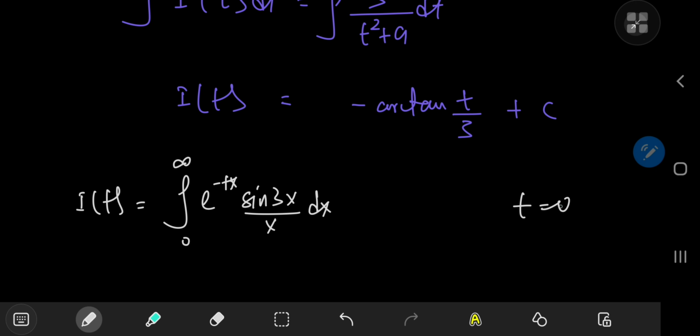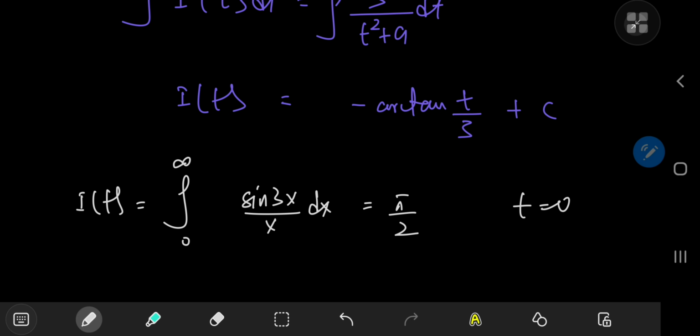Because if you plug in t being equal to 0, then you get e to the negative tx being e to the 0, which is 1. And you're left with this nice Dirichlet integral that in this limit evaluates to pi by 2. You could also use the limit of I of t as t approaches infinity, because that would have collapsed the integral function completely, and you can deal with this inverse tangent quite well.